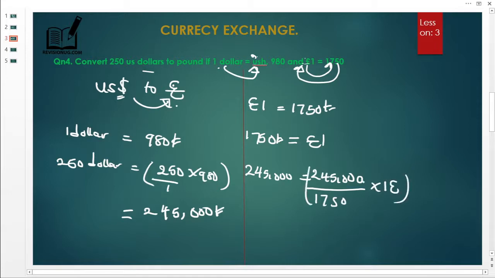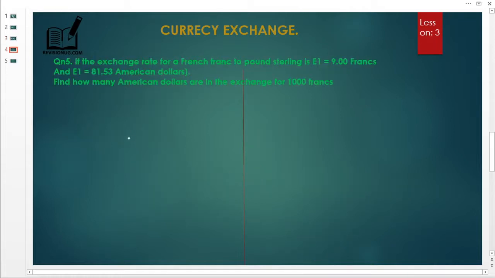Then what are we going to get? The same units, shillings, cancel off. So we are having 245,000 divided by 1,750, and we come up with 140 pounds. Therefore, 250 dollars are equivalent to 140 pounds. So we are still moving on with the currency exchange.